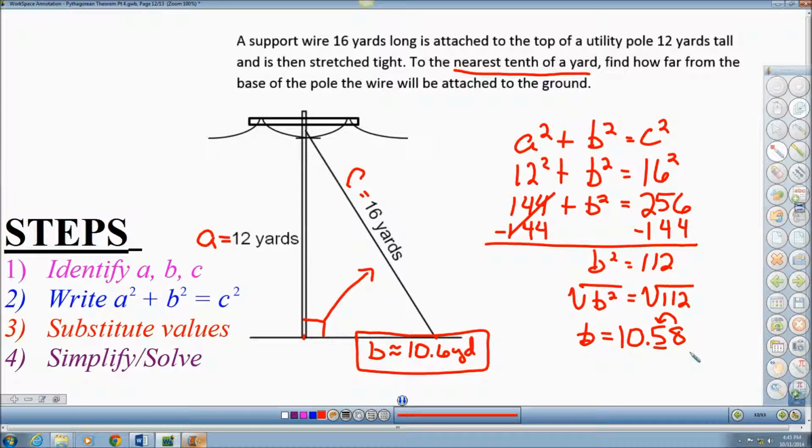I hope this helps you solving real-world problems. Remember, always identify the right triangle in the problem and then use the 4 steps that I've given you in solving each one. Thank you for watching.